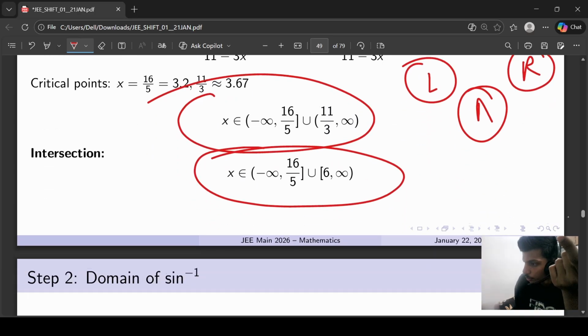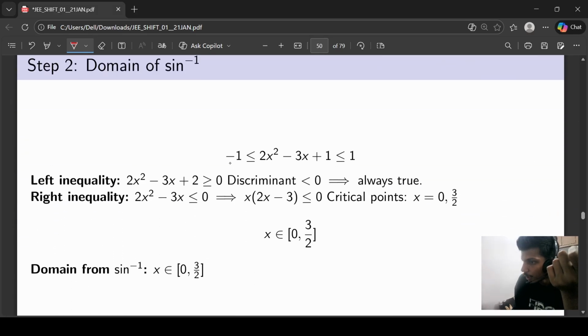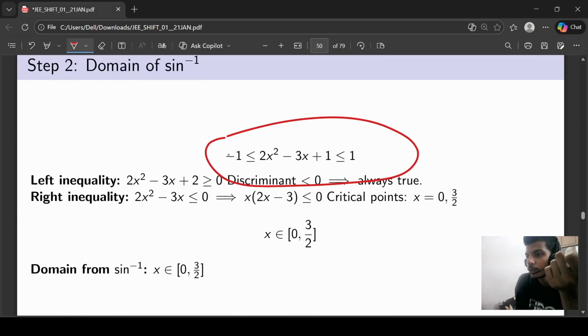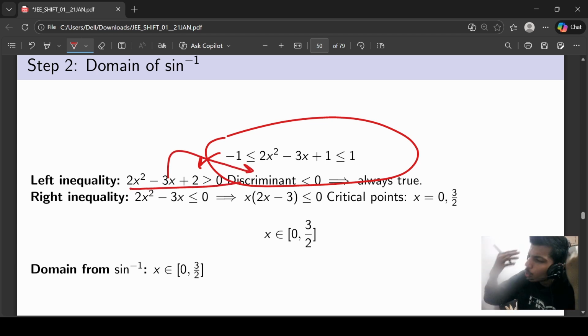Same we are going to do for sin inverse x. Okay, so this is the thing we have been given. First we use it for the left hand. While using it for the left hand, this is the equation we will get, and for this equation the discriminant is coming less than 0, so it is always greater than or equal to 0. Okay, so ये हमेशा true होगा.